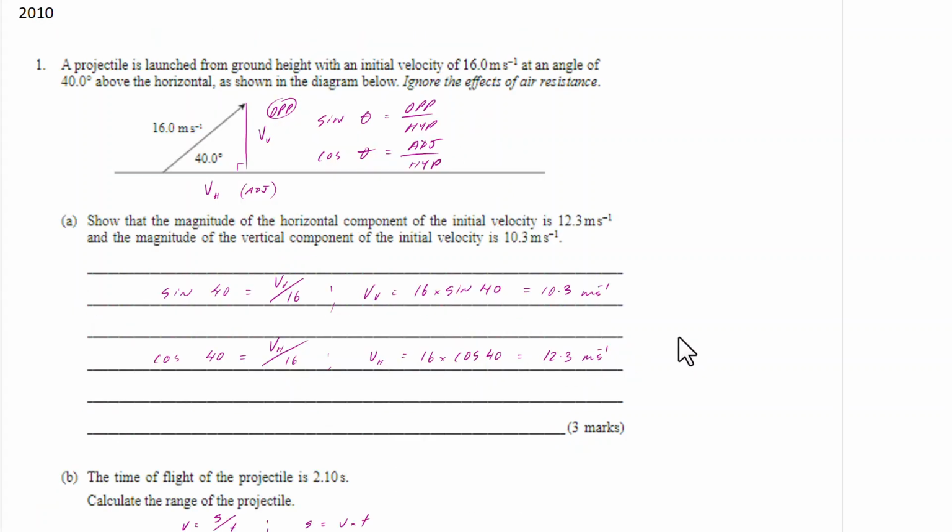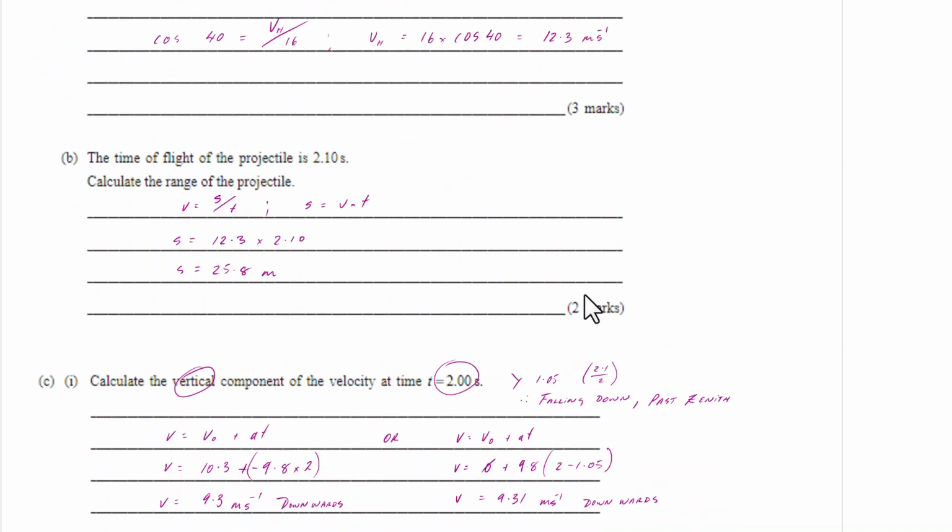So we've got another projectile here being hit at 16 meters per second, angle 40 degrees. So we're going to break that up into its vertical and horizontal components. So substitute your values here, rearrange, grab a calculator, chuck out the answer. Time of flight is 2.1 seconds. Calculate the range of the projectile.